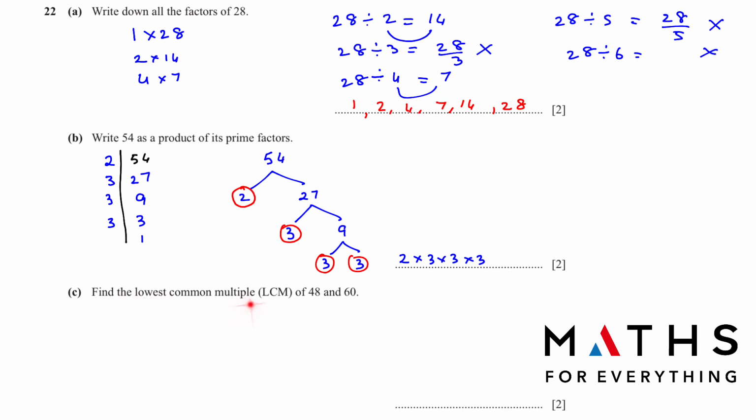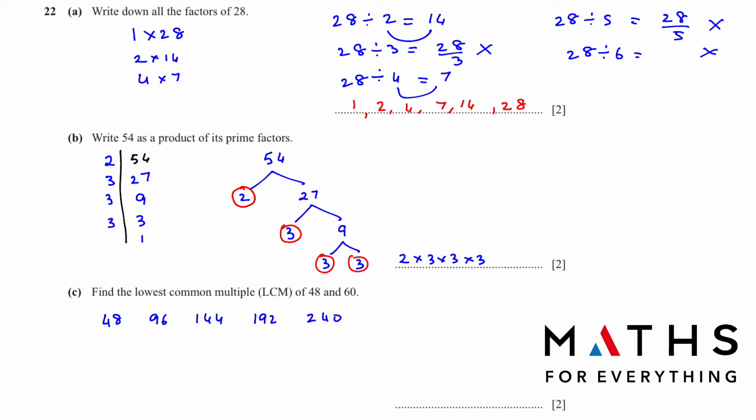Find the lowest common multiple of 48 and 60. There are different ways to do this. The easiest way, which is not the best way because sometimes it's quite long, but I'll just explain. You just write the 48 times table. Just a couple of numbers, 48 multiplied by 1, 48 multiplied by 2, 48 multiplied by 3, 48 multiplied by 4, 48 multiplied by 5. Just randomly you write down.